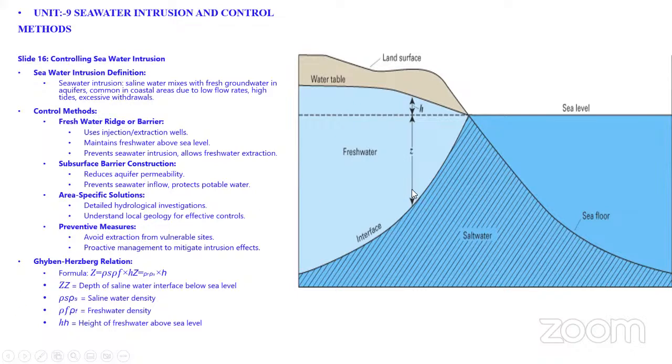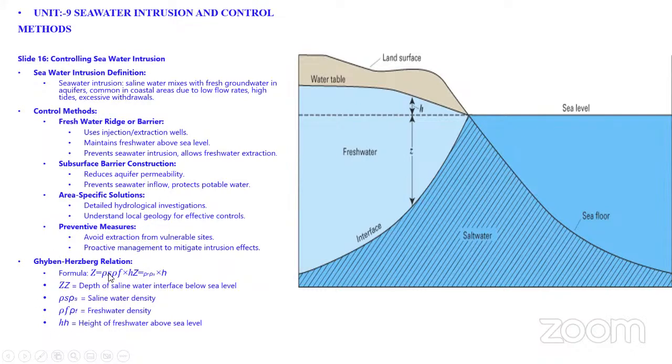And is there any formula? How will they calculate, how do they identify? Yes, there is a formula, the Ghyben-Herzberg relation. With this formula we can identify the seawater intrusion, how it will intrude, and where it will. Is there any level of intrusion? We can identify all factors with this formula.